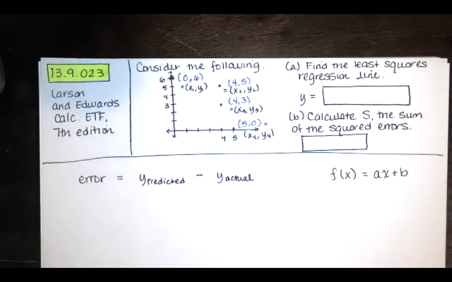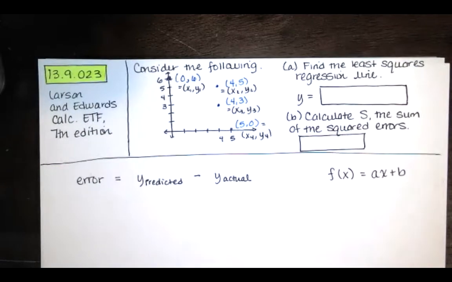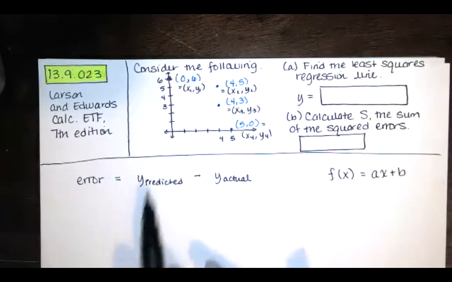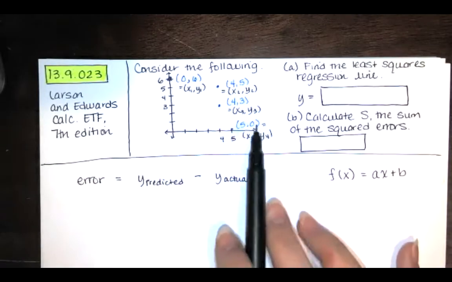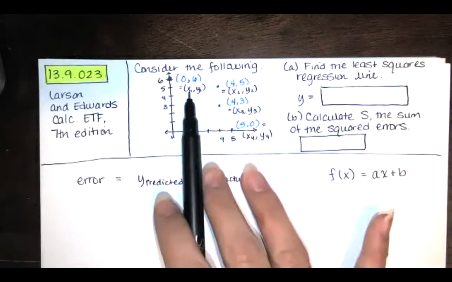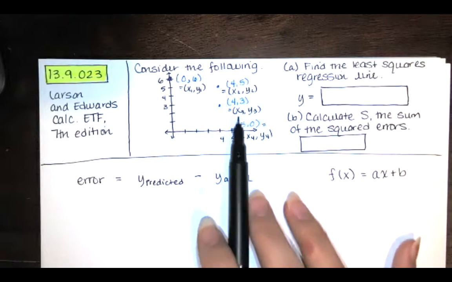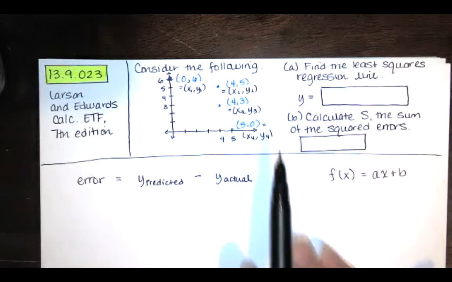In this video, we solved problem 13.9.023 from the Larson and Edwards Calculus Early Transcendental Functions text, 7th edition. We're asked to consider the following. We've got four ordered pairs: (0, 6), (4, 5), (4, 3), and (5, 0). I've labeled them x sub 1, y sub 1, x sub 2, y sub 2, x sub 3, y sub 3, and x sub 4, y sub 4.